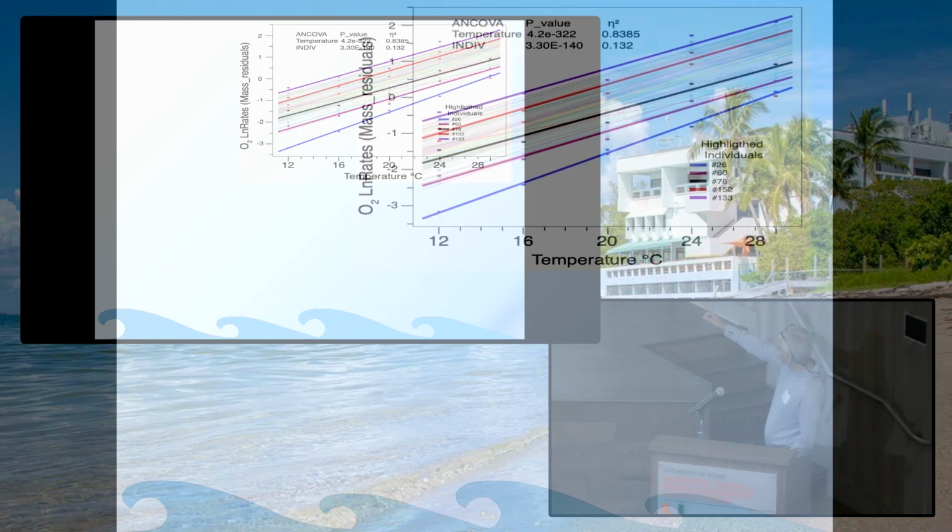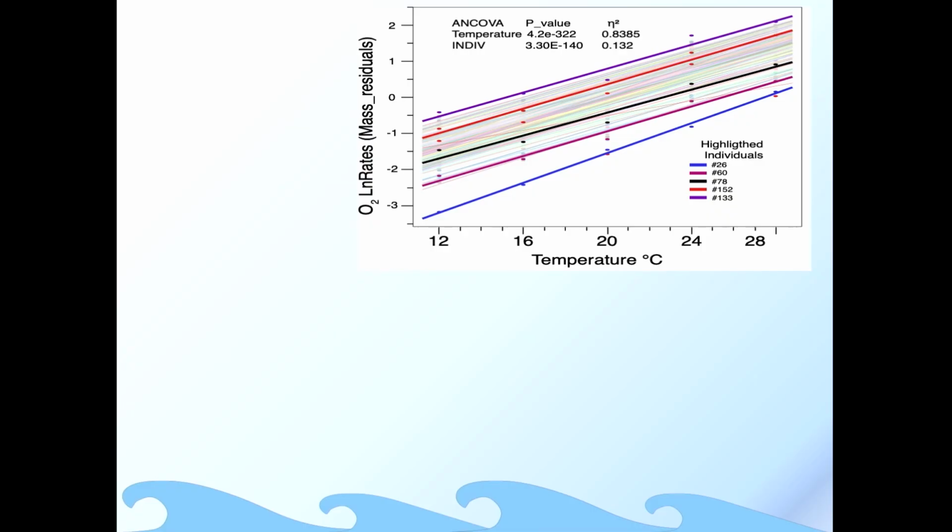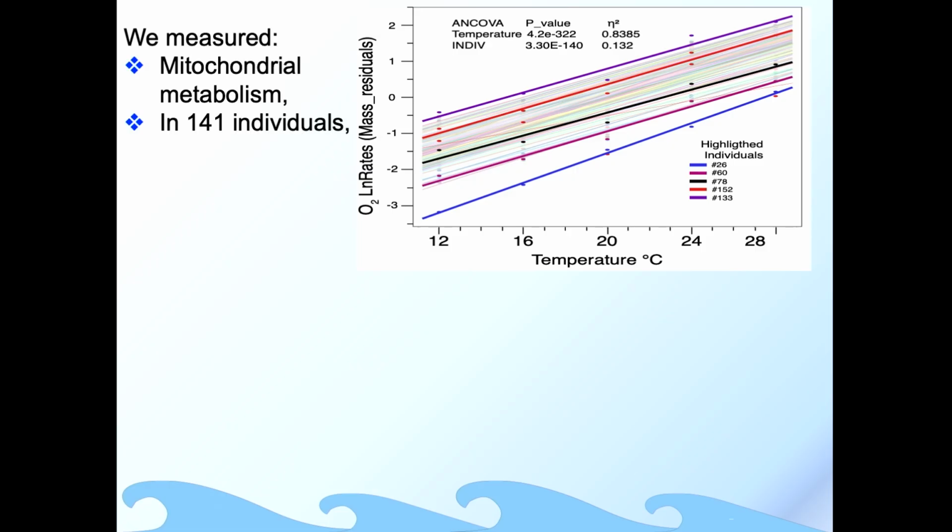What we have here is temperature on the x-axis and the metabolic rate of the mitochondria on the y-axis for 141 individuals. Each individual is measured at 5 different acute temperatures. They're all raised at 20 degrees for 6 months, and then we expose them to 5 temperatures and measure the metabolic rates. So, mitochondrial metabolism measured in 141 individuals.